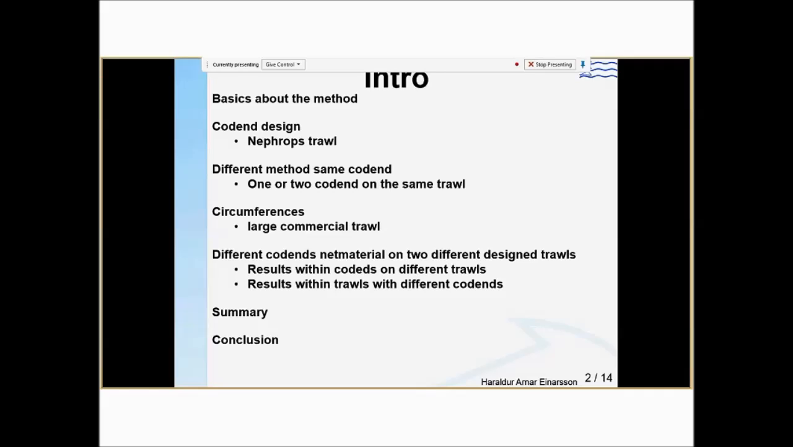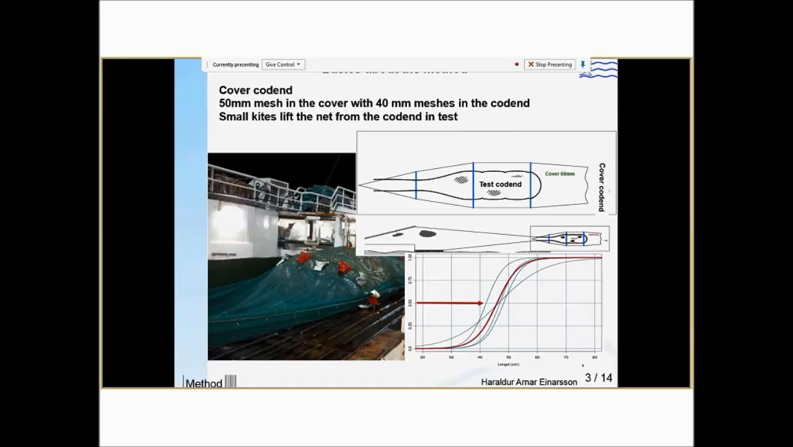And we will look at the results in two ways: the results within the codends in different trawls, and the same results within the trawls with different codends. You will see it. Finally, a summary and conclusion in the end.